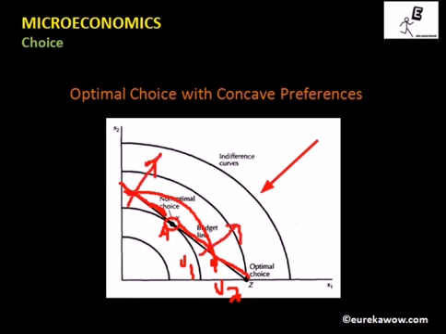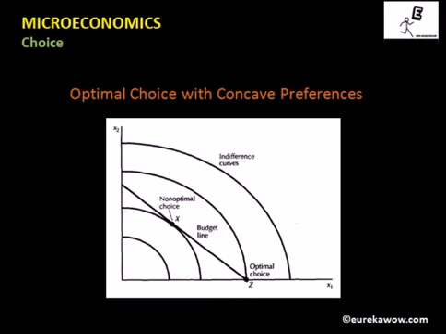And as a result, we say that though bundle A, or point A, is the point of tangency and is affordable, it does not lie on the highest indifference curve, and as a result it's not the point of optimality. In this case, the point of optimality is point Z. So this point Z is the point of optimality.